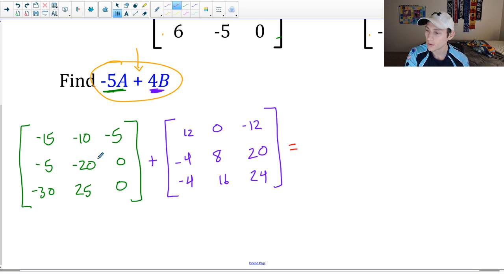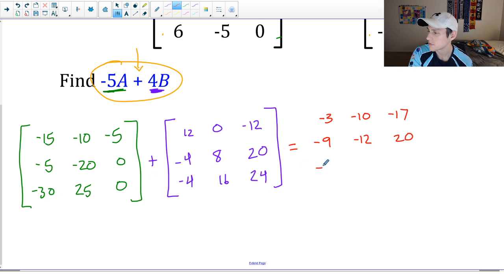Okay, and now I want to just add these together. So remember, just go spot by spot. Negative 15 plus 12, negative 3. Negative 10 plus 0, negative 10. Negative 5 plus negative 12, negative 17. Negative 5 plus negative 4, negative 9. Negative 20 plus 8, negative 12. 0 plus 20, 20.